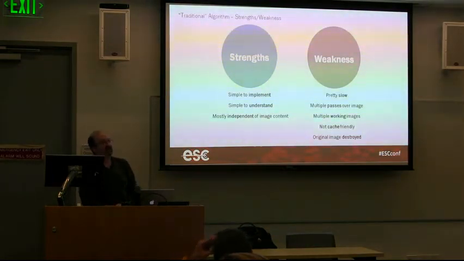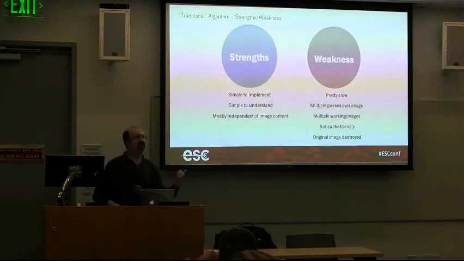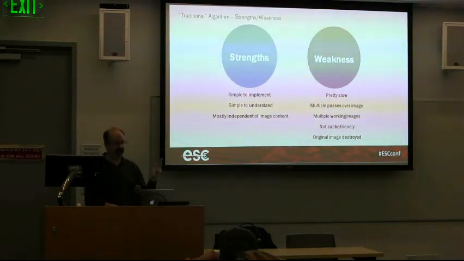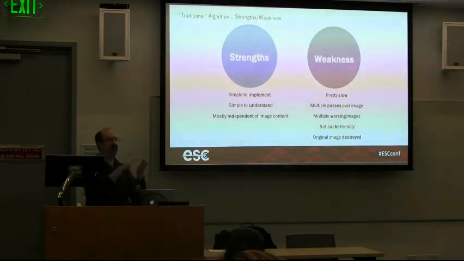Okay, weakness. This is pretty slow. We'll show that in a bit. It makes multiple passes over the image. So there was a thresholding pass, there was the walking pass, and you're altering the data. It actually has multiple working images. If you go to implement this, you find you copy from one image to the next when you're thresholding, so you end up with multiple copies in memory.